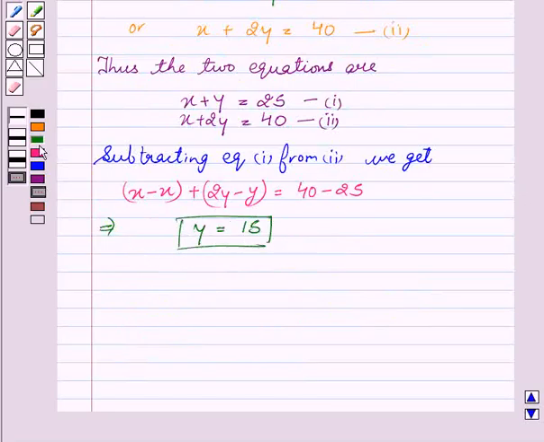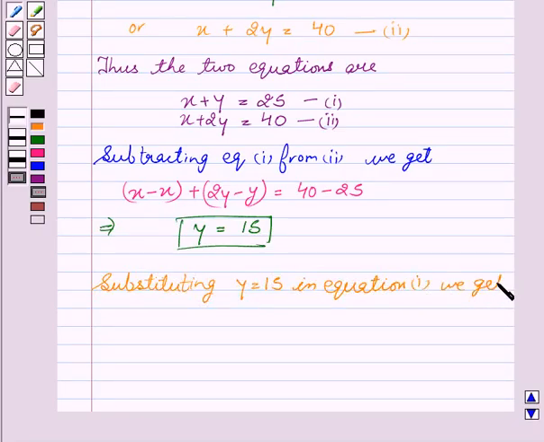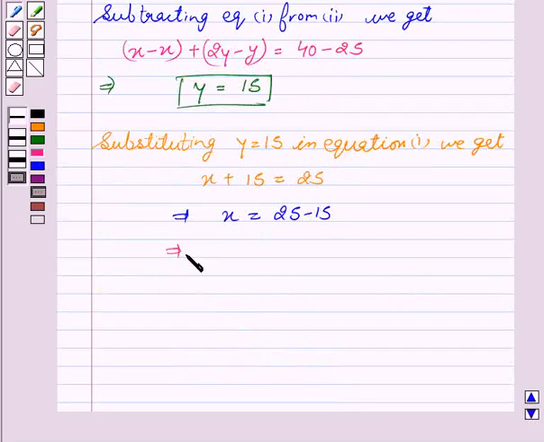Now, on substituting y equal to 15 in first equation, we get x plus 15 equal to 25. This implies x equal to 25 minus 15. This implies x equal to 10.